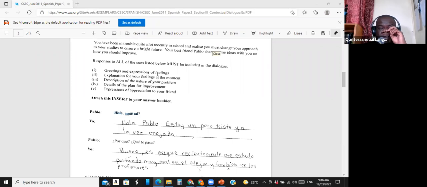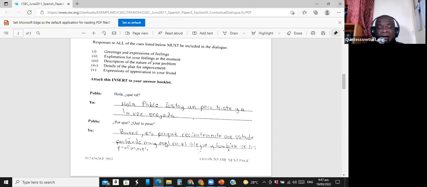Once you're inquiring about somebody's well-being, we use the verb estar. So it'll be estoy bien, right? So in this case, estoy un poco triste. Y a la vez, a complex structure, a la vez means at the same time. Enojada is a girl, as we see with the enojada, right? So in this line, we have the greeting and expression of feeling, given a reason why they're feeling that way. Not reason as yet, but they're sad and at the same time angry.